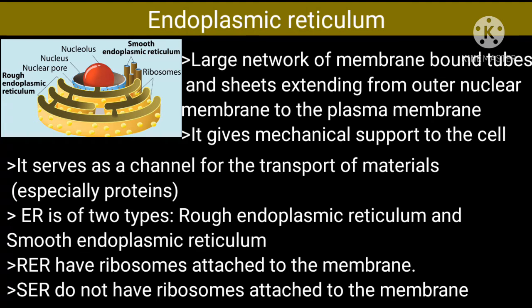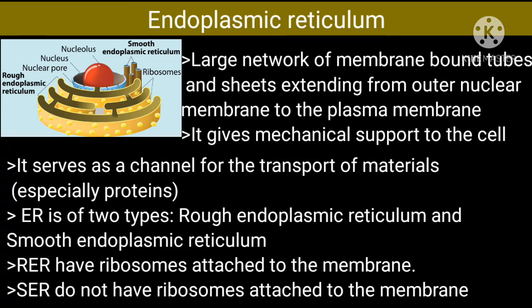Endoplasmic reticulum. Endoplasmic reticulum is a large network of membrane-bound tubes and sheets extending from outer nuclear membrane to the plasma membrane. It gives mechanical support to the cell. It serves as a channel for the transport of material like protein. Endoplasmic reticulum is of two types: rough endoplasmic reticulum, RER, and smooth endoplasmic reticulum, SER.